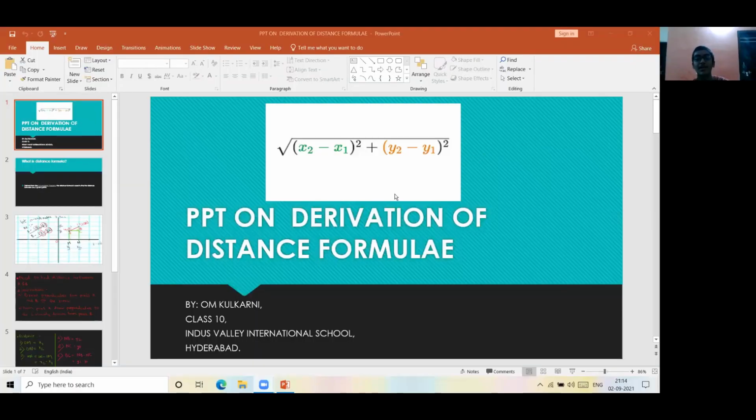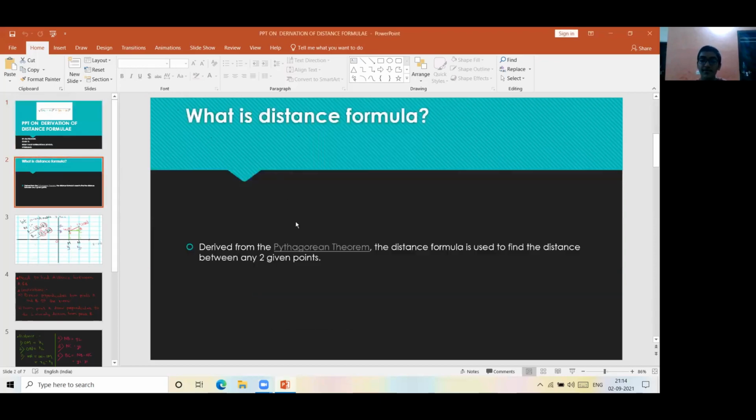Hello everyone, today we will derive the formula to find the distance between any two coordinates. So let us begin. Usually we derive this formula using Pythagoras theorem. You may already know Pythagoras theorem, which is applicable for a right angle triangle, where the hypotenuse square is equal to the sum of the squares of base and height.